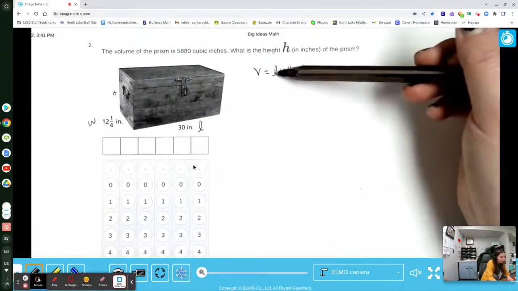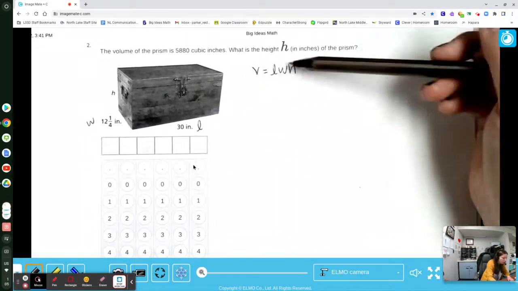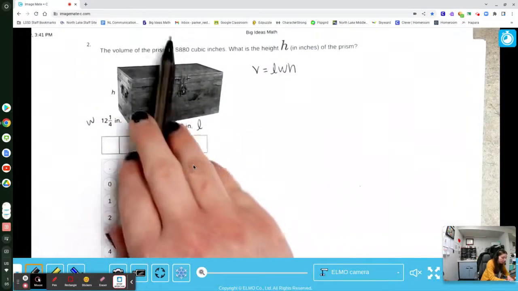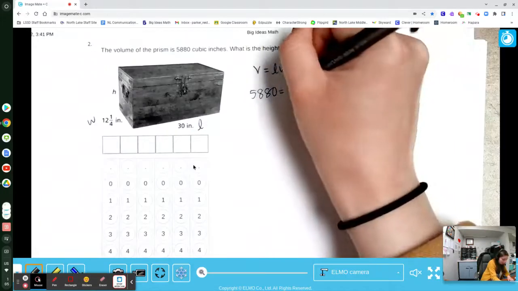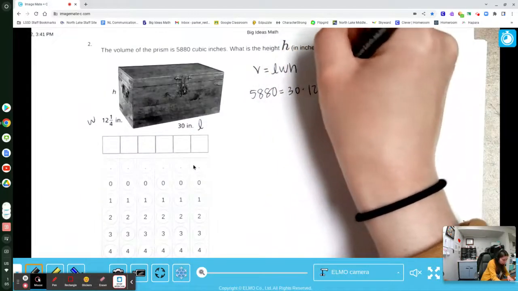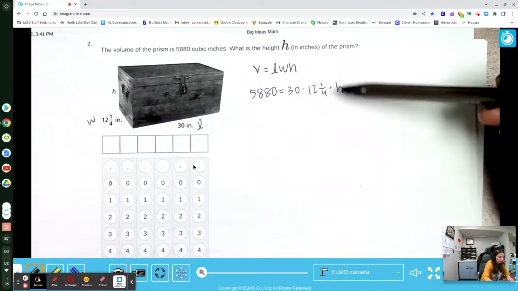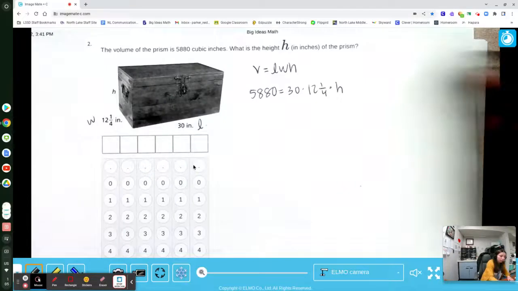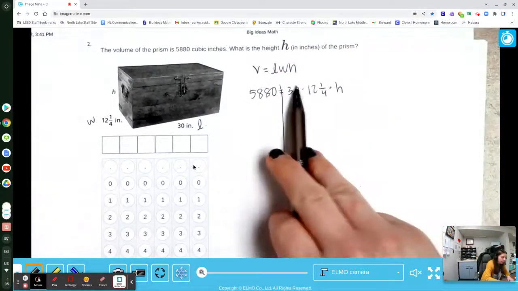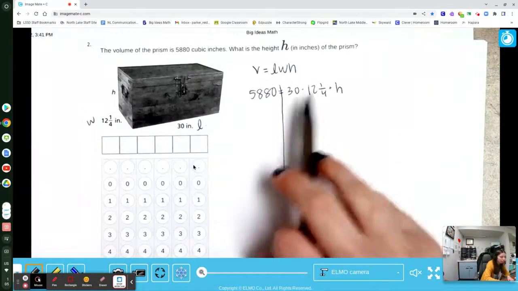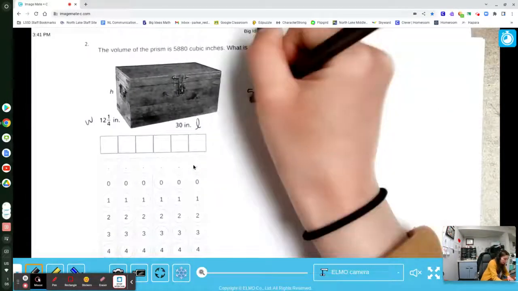Now, instead of multiplying together length, width, and height, I actually don't know the height, but I do know the volume. So I'm going to replace volume, length, and width with the numbers here. Volume is 5,880. Length is 30 times width, 12 and 1/4, times height that I do not know. My goal is to figure out what this missing value is. So I'm going to solve it by drawing my line through my equal sign. Now I have two different things happening to h, so I'm going to undo them one at a time. First I'm going to undo times 30 by dividing by 30 on both sides.